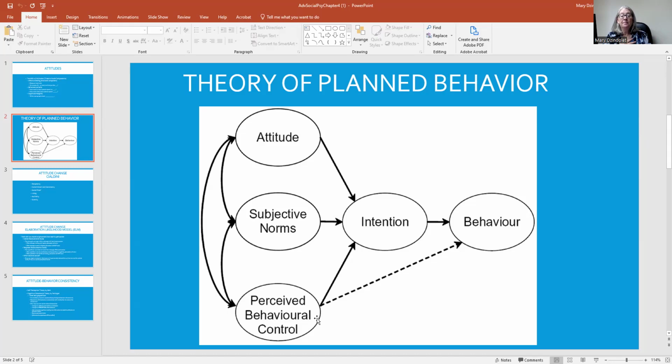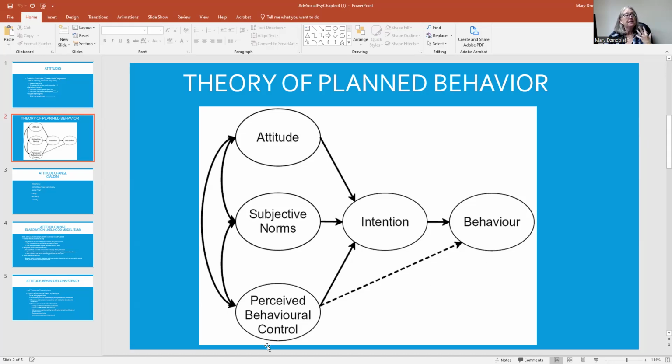I may have a positive attitude toward wearing condoms. I might have subjective norms that it's a good thing to wear a condom. But if I don't know where I'm going to buy the condoms, I don't have access to them, then my perceived behavioral control is low, and my intention of using a condom is going to be lower, and the likelihood of me using a condom is going to be lower. Does that kind of make sense?